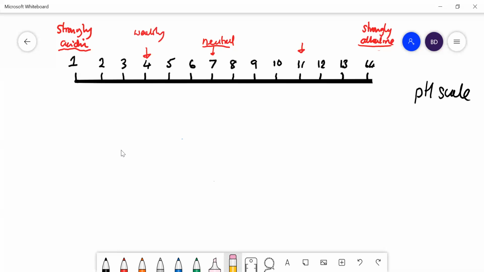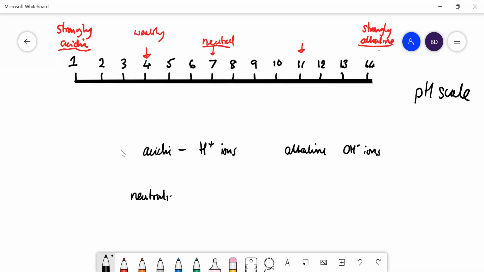Okay, so let's think about what it actually means then. We probably know now that acidic solutions contain H plus ions. The higher the concentration of H plus ions, the more acidic it is. And alkaline solutions contain OH minus ions. We also know that if you mix an acid and an alkali, you get a neutralization reaction.